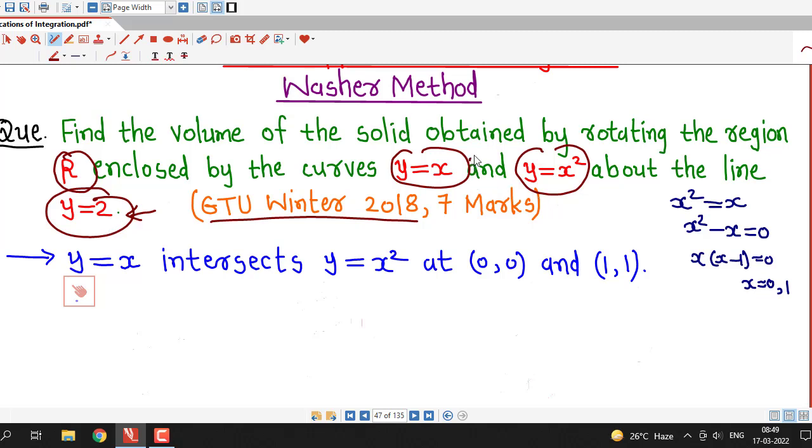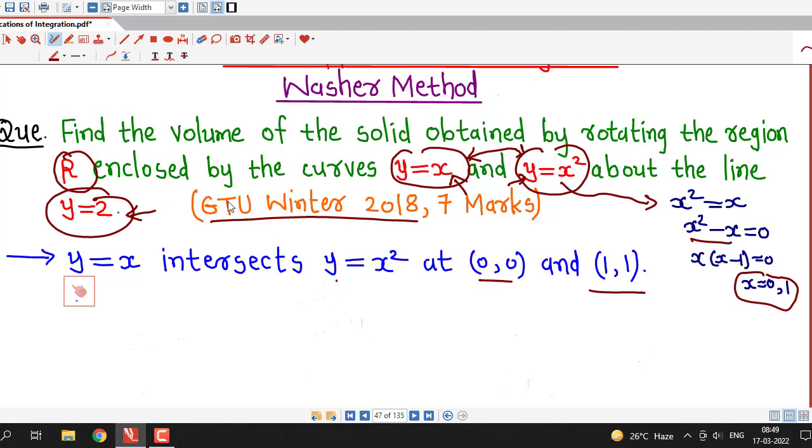We can first find the intersecting points of these two curves. For that we take y equal to x in this equation and we have x square equal to x. After solving this we obtain x equal to 0 and 1, and because x and y are equal, we can say that these two curves intersect at (0, 0) and (1, 1).